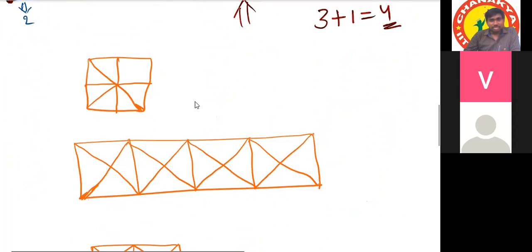Tell me here, in this picture. 14? No. Again, you are doing the same mistake. Sir, your diagonal is incomplete.